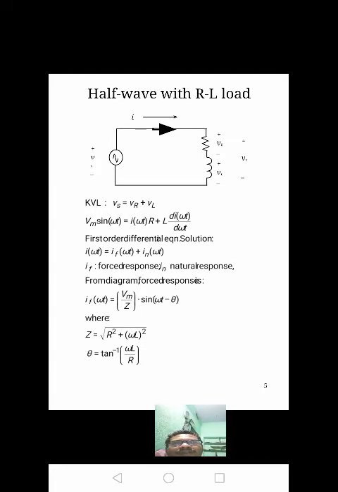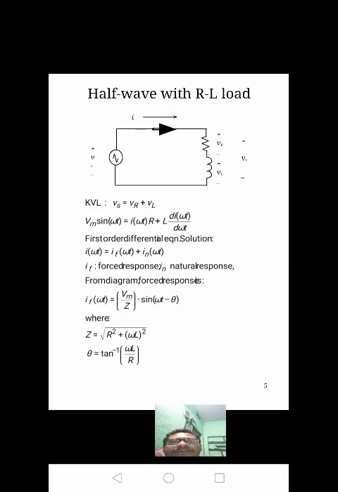Half wave with RL load. The circuit diagram for the RL load is given below. Vs is the supply voltage through a diode. It will be connected to a resistor and an inductor. The voltage drop across the resistor is Vr. The voltage drop across the inductor is VL.